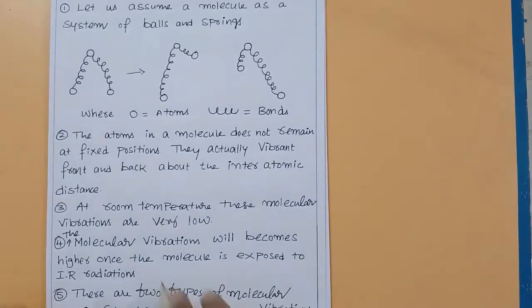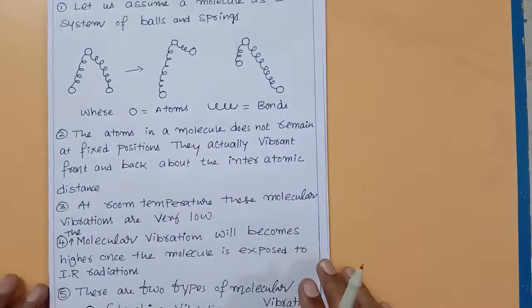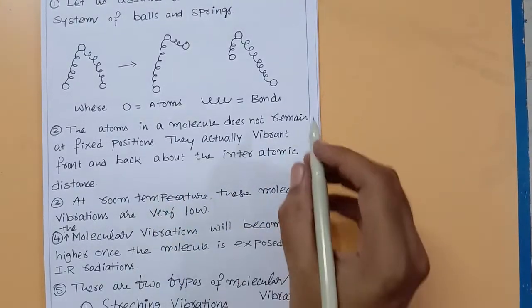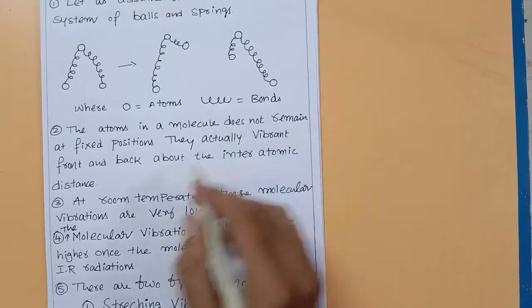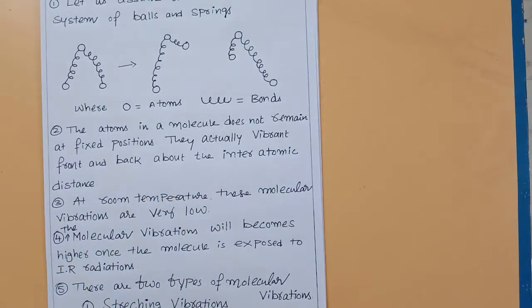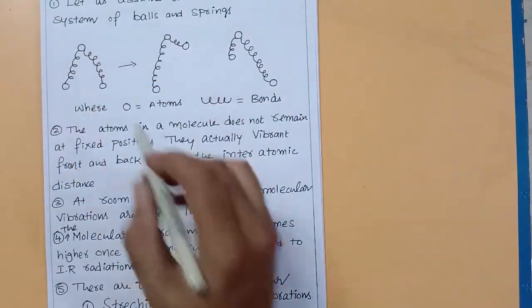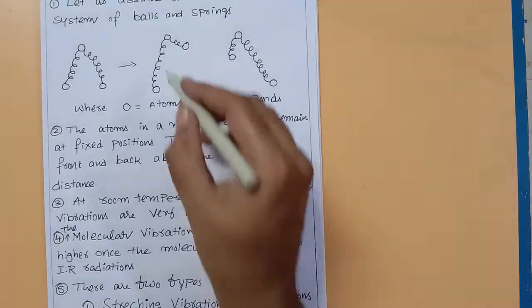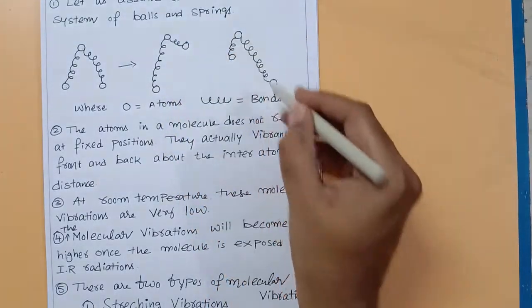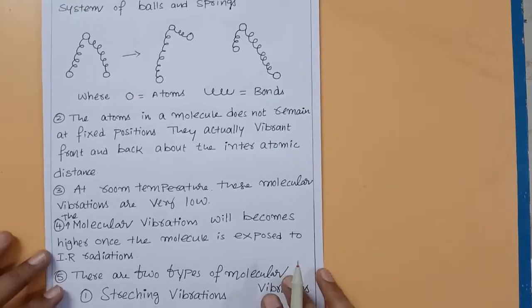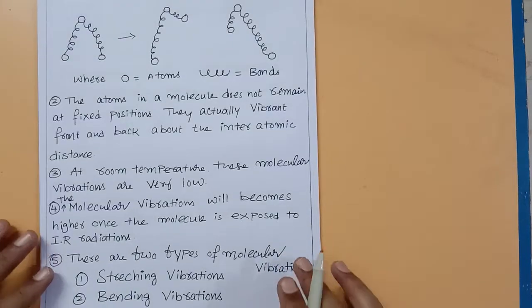The atoms in a molecule do not remain at fixed positions. They actually vibrate front and back about the interatomic distance. So the atoms in a molecule don't remain at fixed positions; they are going to vibrate. At room temperature these molecular vibrations are very low.